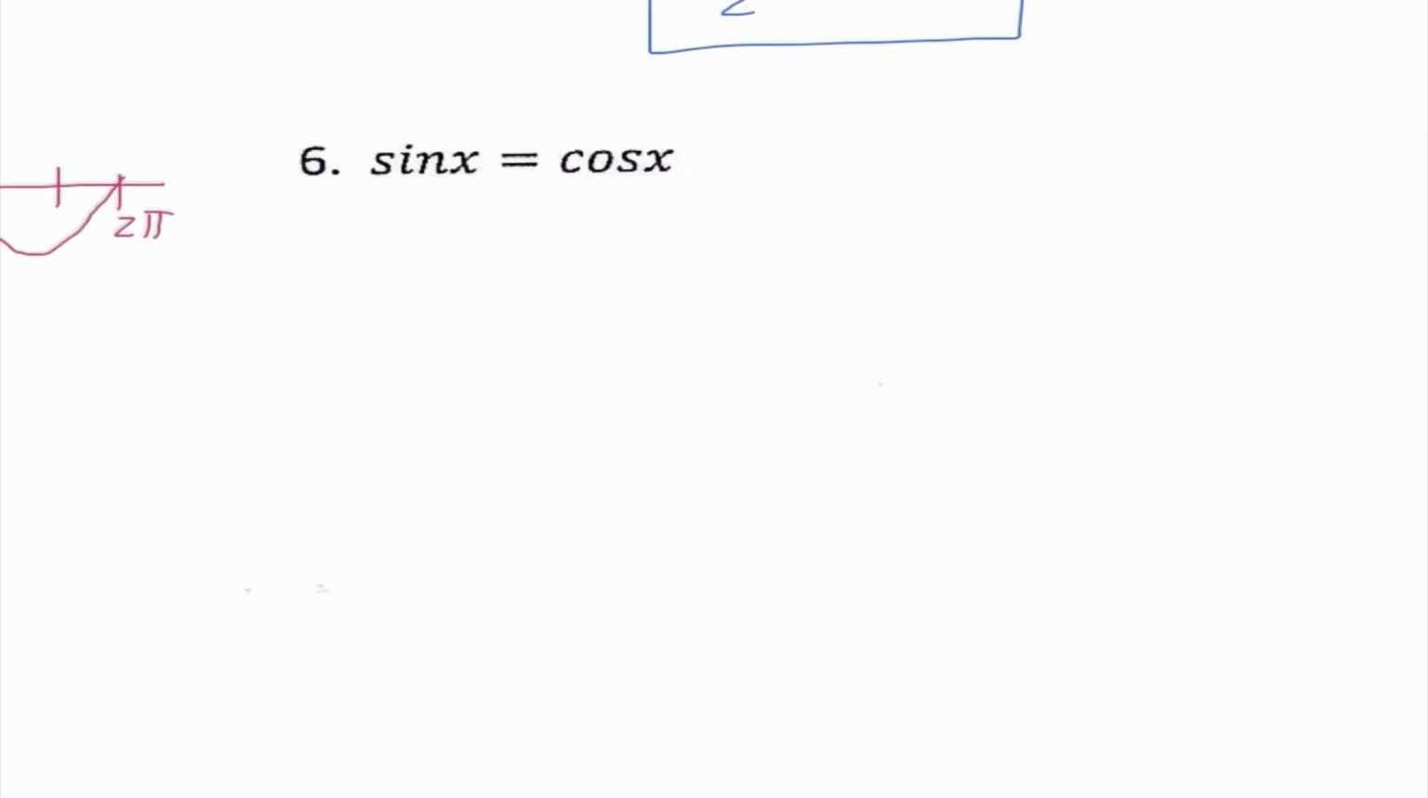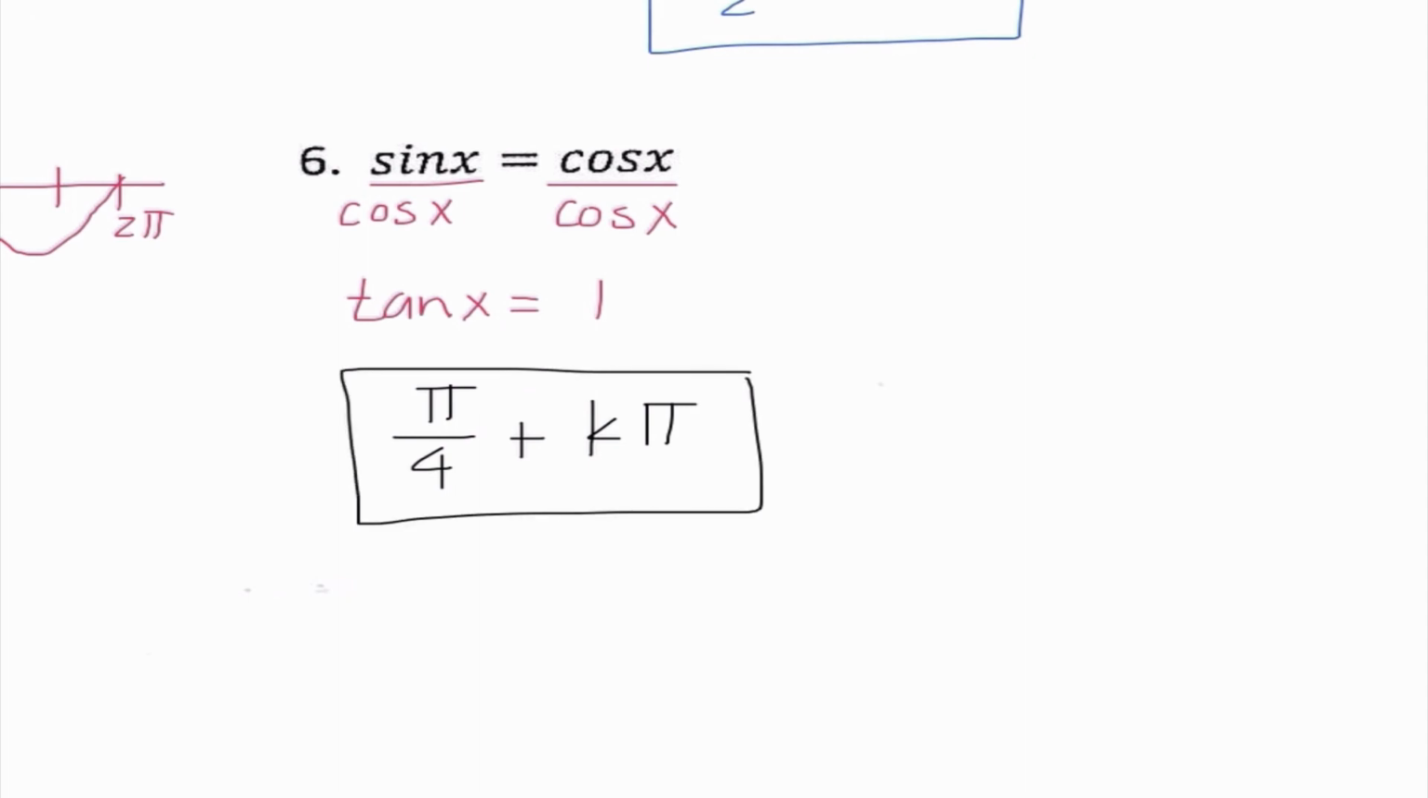Number 6 looks difficult because I have 2 different trig functions. However, I'm going to use all of our knowledge that we've learned in this chapter, and I'm going to divide both sides by cosine. And I know sine over cosine is tan. Cosine divided by cosine is 1. So working on this, I need to think what angle has a tangent value of 1, and that would be at pi over 4. Since it's tangent, I know our answer only happens once, so my answer is going to be pi over 4 plus k pi.